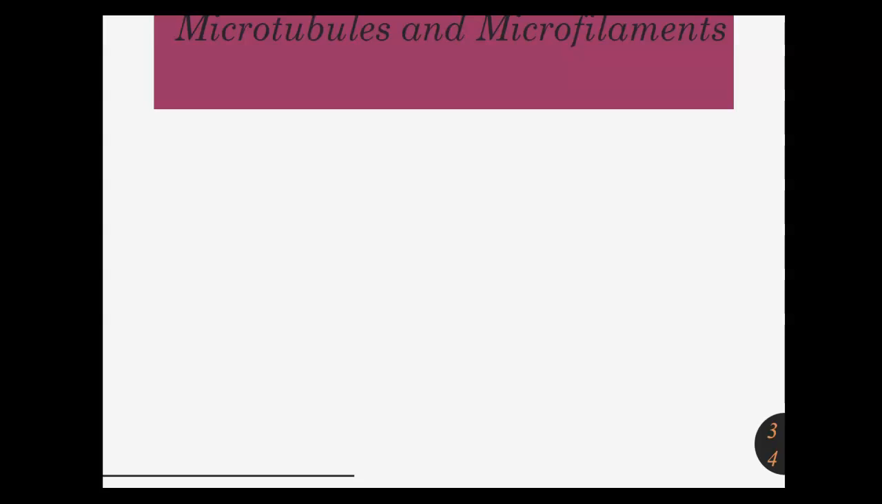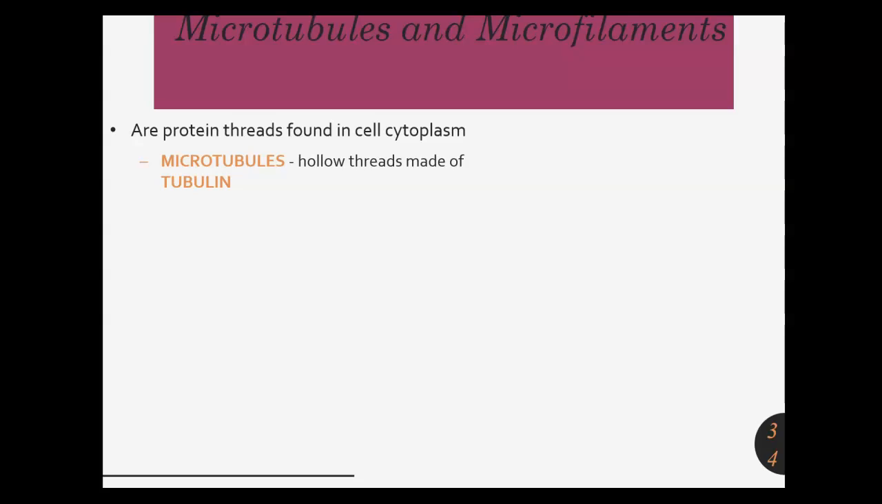These are all the filaments that you'd find inside of a eukaryotic cell. All right, so it says these are protein threads found inside of the cytoplasm. Microtubules are hollow threads made of tubulin. So microtubules are hollow threads made of tubulin. And again, for example, if you took a hose pipe and looked down the center, we know that it's hollow. So that's what we're talking about. It's hollow. It has an open center.